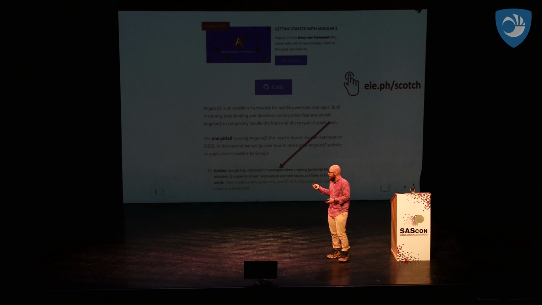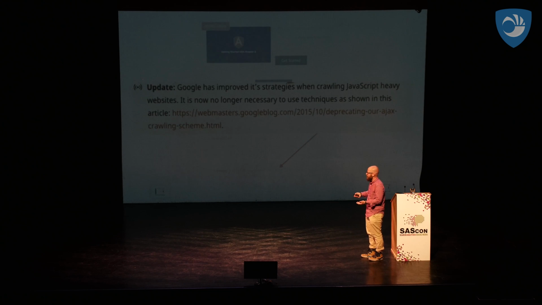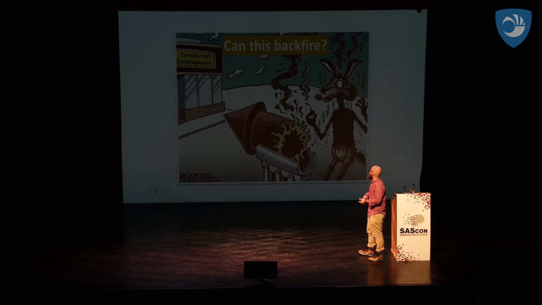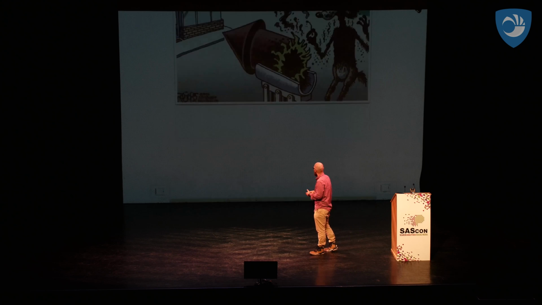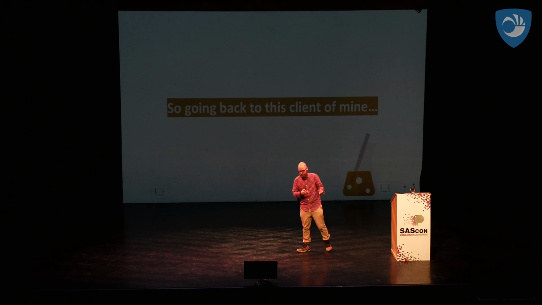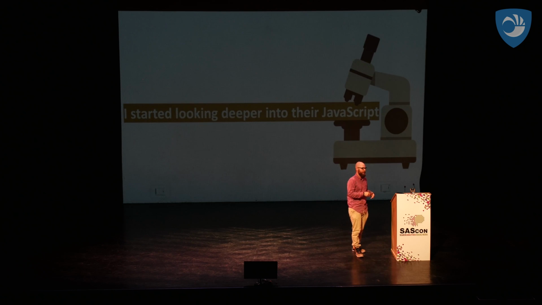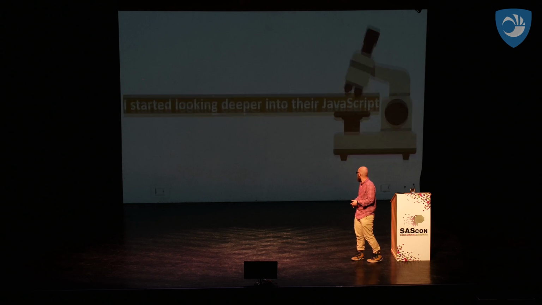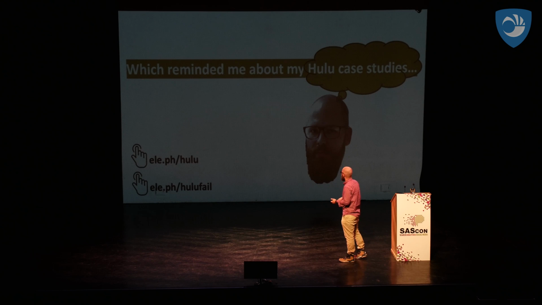So that's Coach.io, a very good website for developers, mentioning, okay, you should no longer use server-side rendering for Angular because Google can now crawl JavaScript. And that could only backfire in so many different ways. So going back to this client of mine I mentioned at the very beginning, they wouldn't rank. So I started looking deeper into their JavaScript, and that reminded me about my Hulu.com case study.